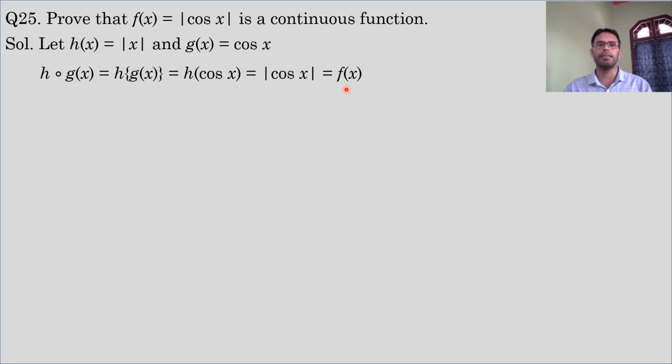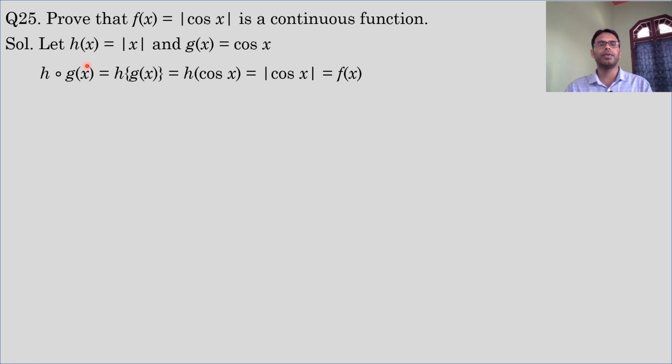And we have a theorem at the very beginning of this chapter that if h is continuous and g is continuous, then h o g is also continuous. So we should use that theorem to prove that the function mod of cos x is continuous. Separately you prove that h(x) equal to mod x is a continuous function, and g(x) equal to cos x is also a continuous function. After that, by using that theorem, if h is continuous and g is continuous, then h o g is also continuous.